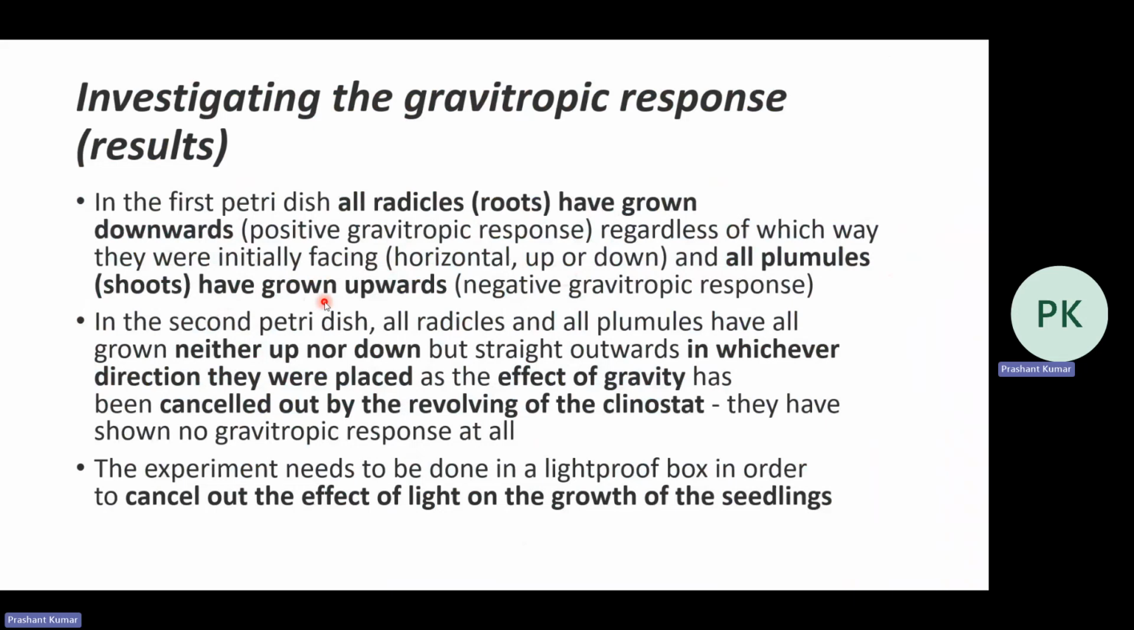In the second petri dish, all radicles and plumules have grown neither up nor down, but straight outward, in whichever direction they were placed, as the effect of gravity has been cancelled out by the revolving nature of the clinostat, right? So they have shown no gravitropism at all.